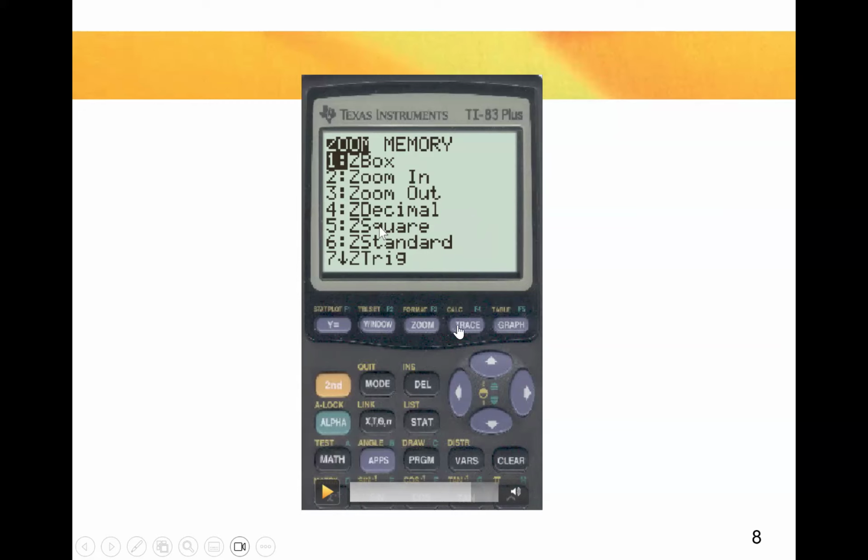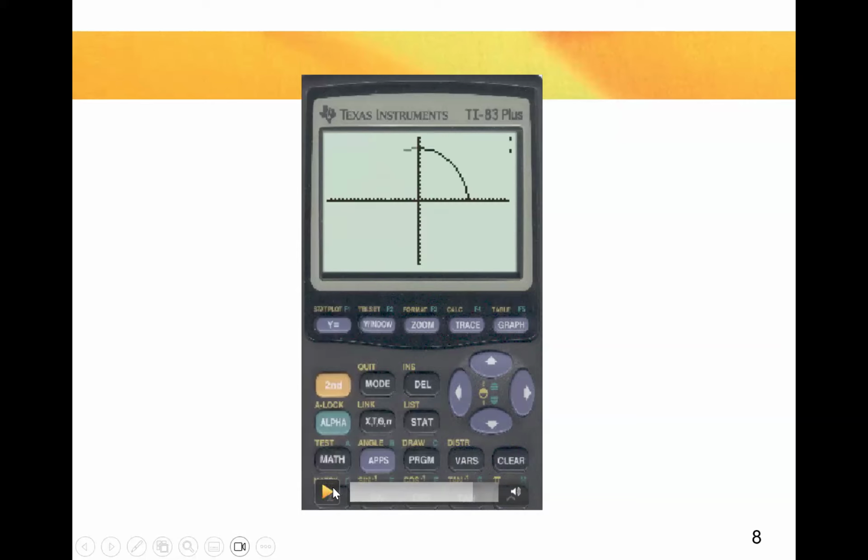Now go to the zoom menu, and we're going to go to number 5, called the zoom square menu. Not the mode, just go to zoom, go down to number 5, and you should get something that looks like this. Very nice.